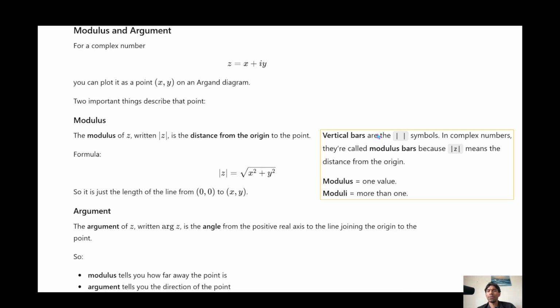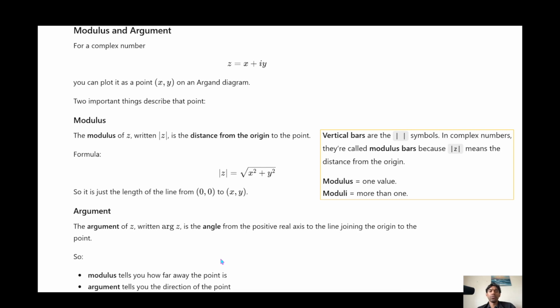Vertical bars are the symbols. In complex numbers, they're called modulus bars because |z| means the distance from the origin. So modulus is used for one value, whereas with moduli, we're referring to more than one value. The argument of z, written arg z, is the angle from the positive real axis to the line joining the origin to the point. So modulus tells you how far away the point is, so it gives you the distance.